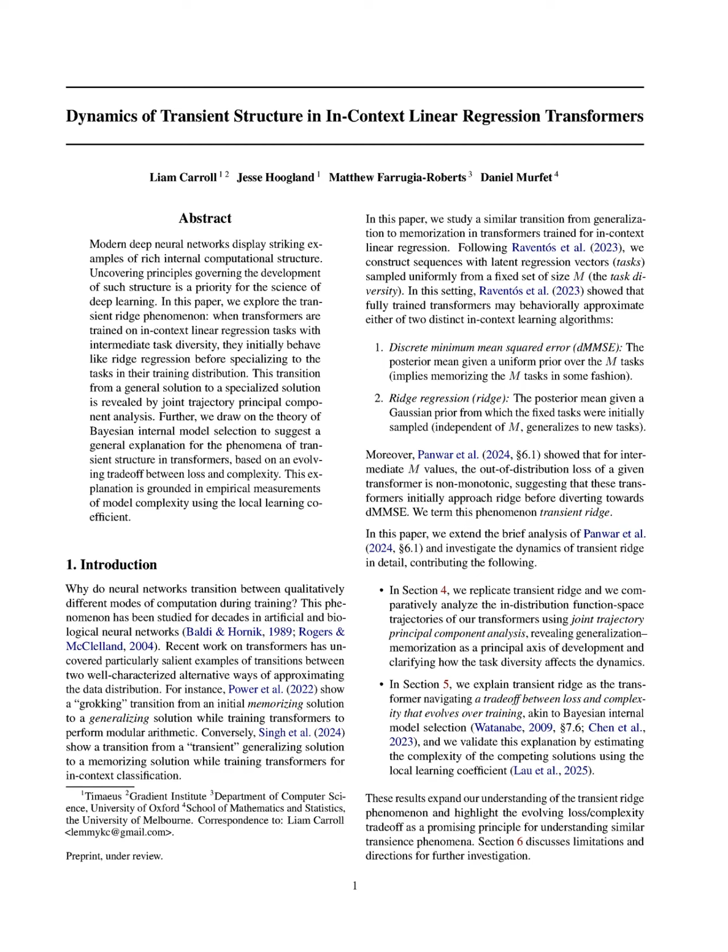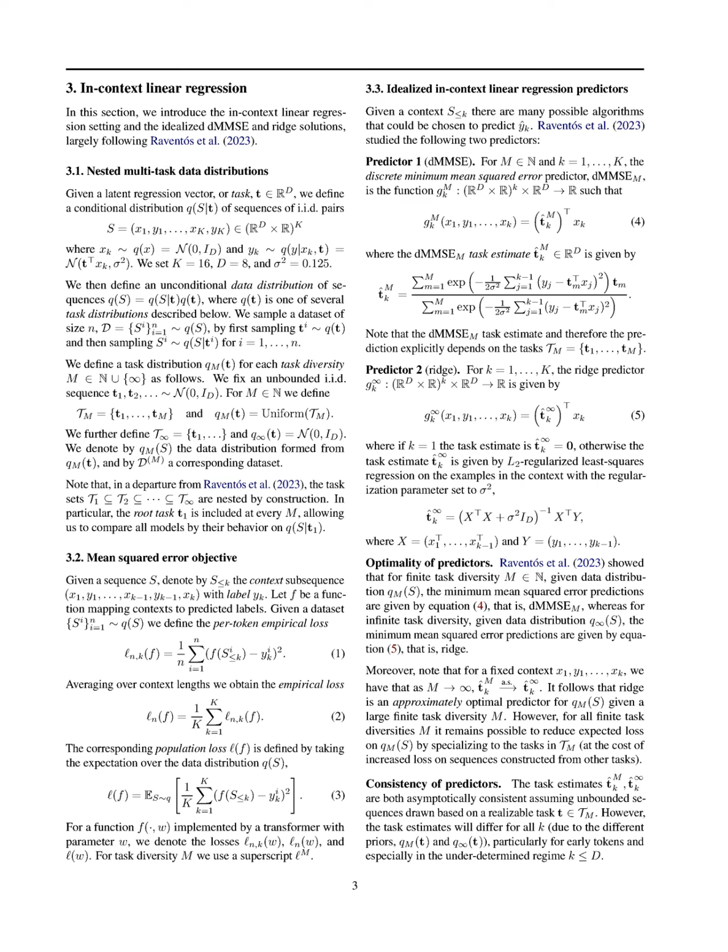However, at intermediate values of M, the model first approaches the ridge solution before pivoting towards the DMMSE solution, illustrating the evolving trade-off between loss and complexity. This behavior is captured through joint trajectory PCA, which reveals that the model's function space trajectories are increasingly drawn towards ridge as task diversity increases, demonstrating the dynamics of the transient ridge phenomenon.